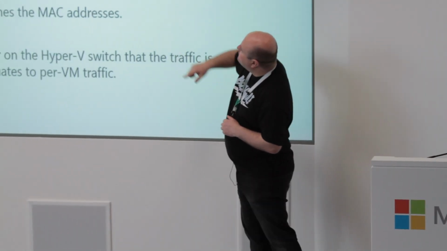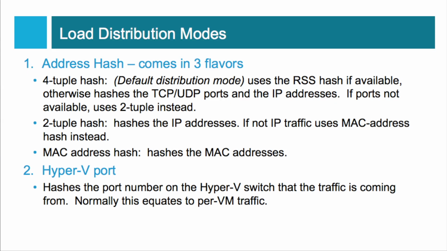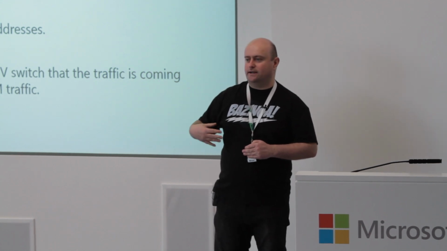We have 2 basic types of load distribution mode. We have address hash. To keep this simple, and it's not specifically true, but to keep it simple, address hash is for non-Hyper-V workloads. That's for your physical servers, like a file server or something like that, where you want to team its NICs. And then we have Hyper-V port. The name kind of gives it away. That's the one that you should use when you have Hyper-V virtual machine traffic going through that NIC team.